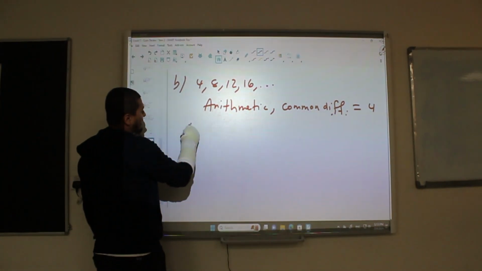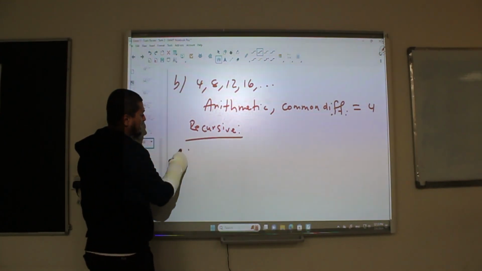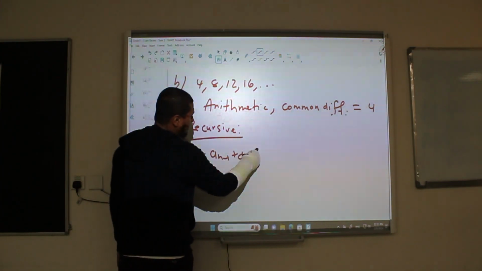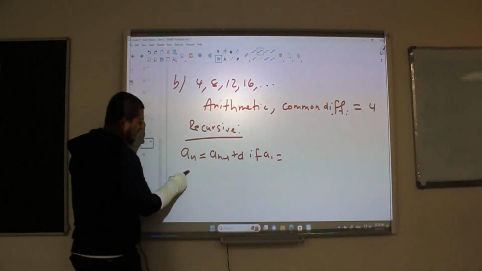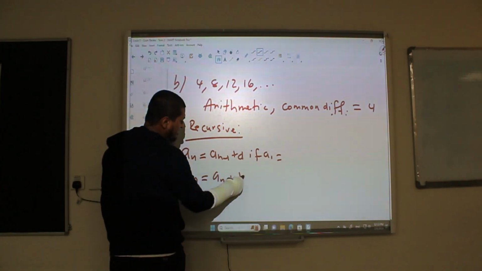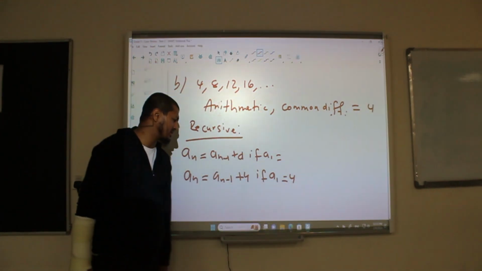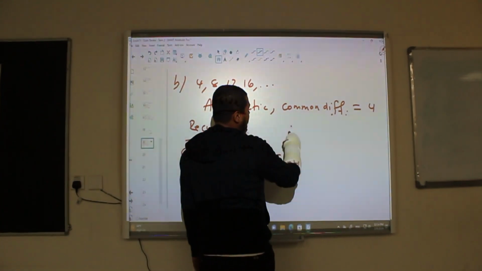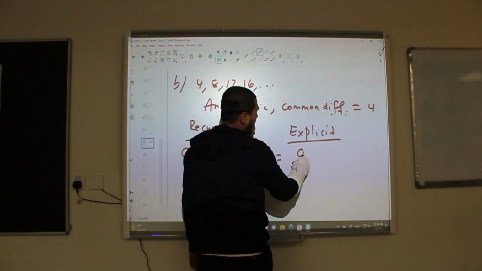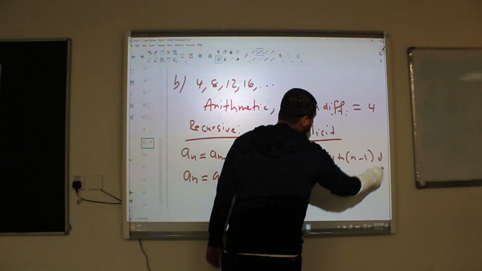So what's the recursive for arithmetic? Recursive for arithmetic is a_n is equal to a_(n-1) plus d, if a_1 equals, so a_n is a_(n-1) plus 4 if a_1 is equal to 4. You can write it like this, or as a simplification. And what's the explicit? The explicit is basically a_n is equal to a_1 plus (n minus 1) times d, right?